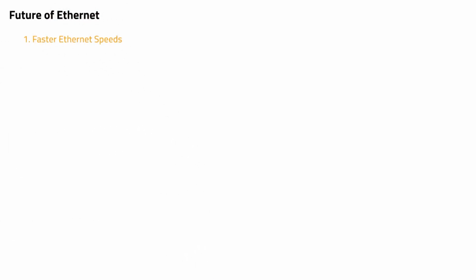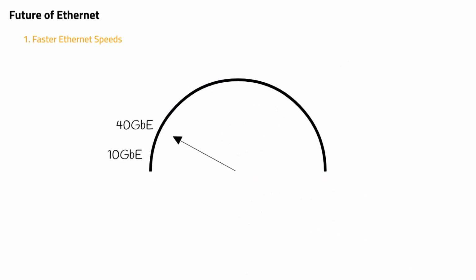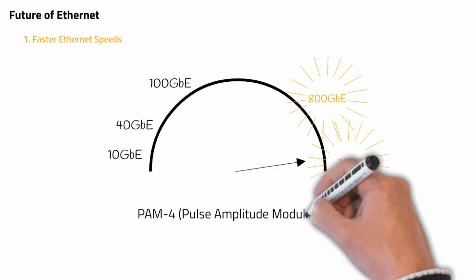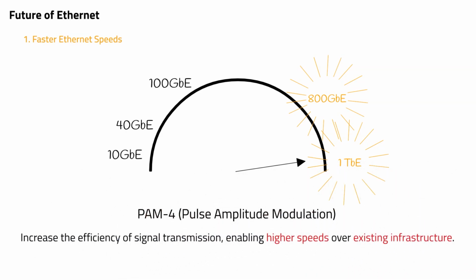The first trend is faster Ethernet speeds. Ethernet speeds have steadily progressed with standards like 10 gigabit, 40 gigabit, and 100 gigabit Ethernet becoming common in data centers. Future advancements are targeting 800 gigabit and even terabit Ethernet to meet the growing bandwidth demands of cloud computing, AI, and large-scale data processing. Technologies such as pulse amplitude modulation are enhancing signal transmission efficiency, allowing for higher speeds over existing infrastructure.